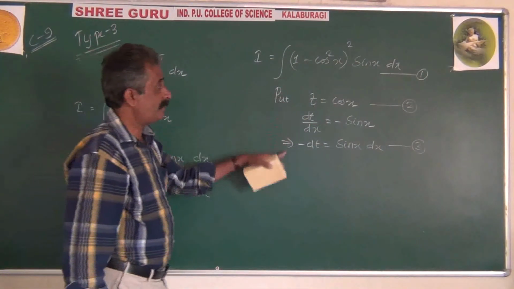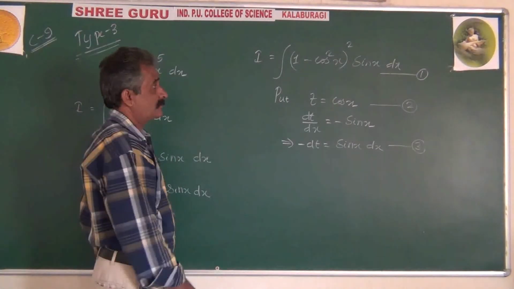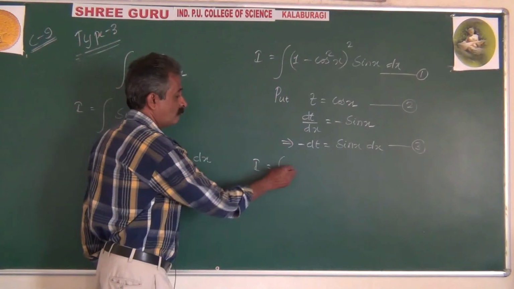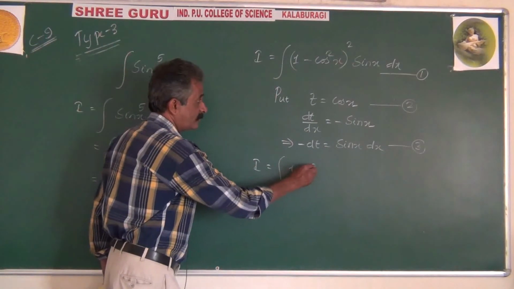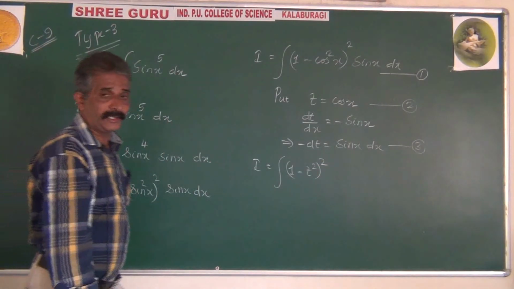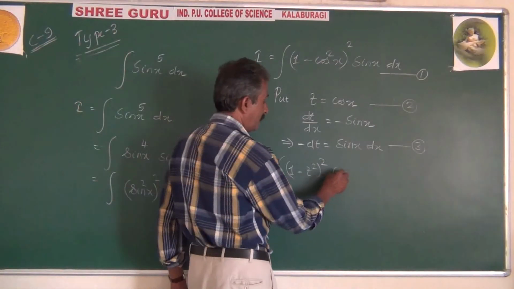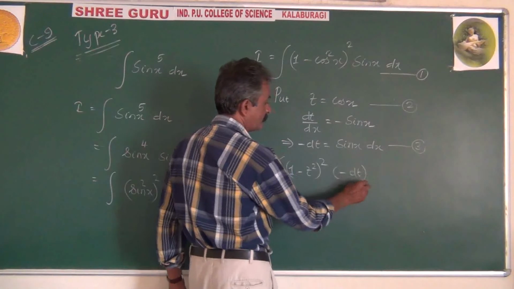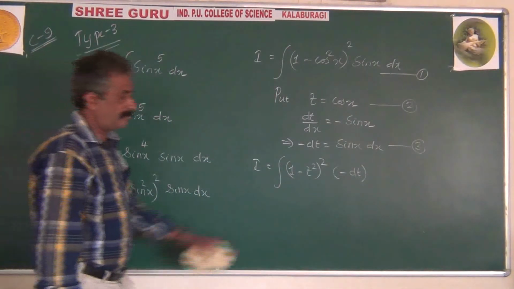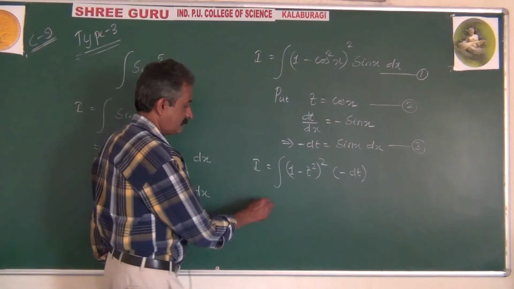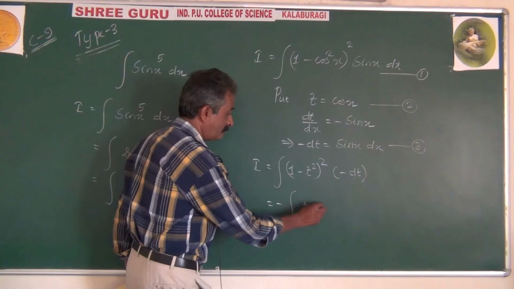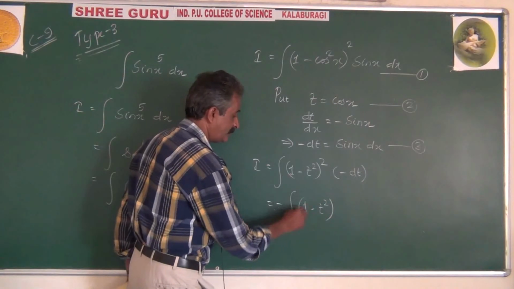From 2 and 3, 1 changes to I equal to integration of (1 minus t square) whole square. The rest, sin x dx, will become minus of dt. Minus is taken outside, kept outside. Minus of integration (1 minus t square) whole square dt.